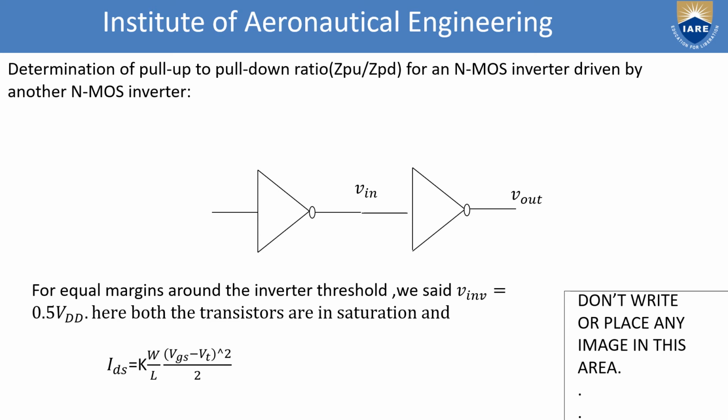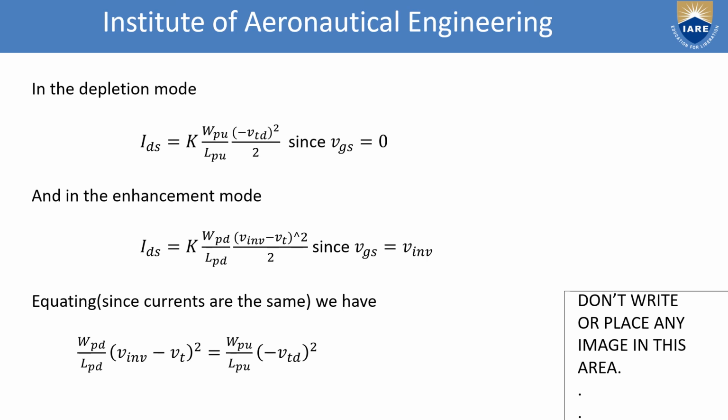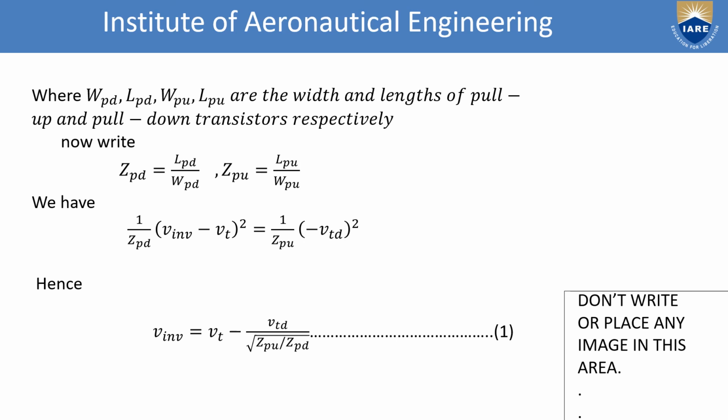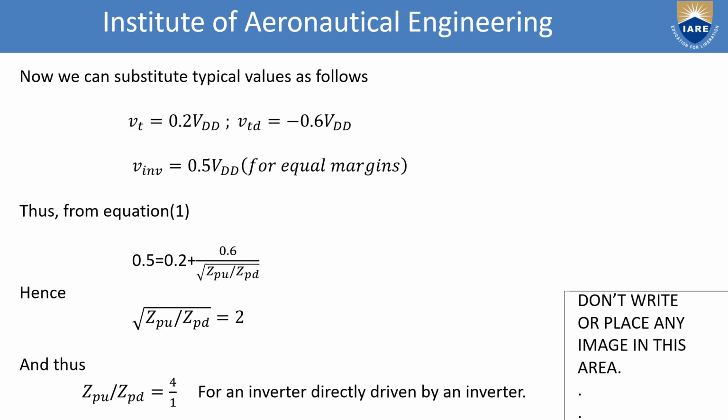Determination of the pull-up to pull-down ratio ZPU by ZPD for an NMOS inverter driven by another NMOS inverter. This is the following diagram of the NMOS inverter. This is the following derivation of the NMOS inverter. Finally, we need to prove this: ZPU by ZPD is equal to 4 by 1 for an inverter directly driven by an inverter.